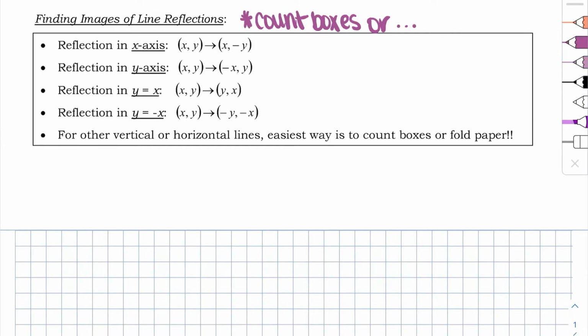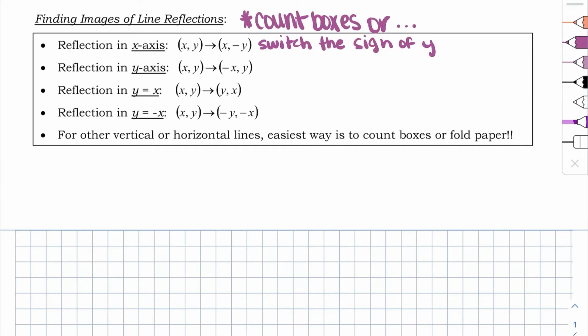The rule for a reflection over the x-axis is if you start with the normal point x comma y, you are going to change it to the point x comma negative y. The negative does not mean just make it negative. The negative means make it opposite. So for the reflection over the x-axis, you are simply going to switch the sign of the y value.